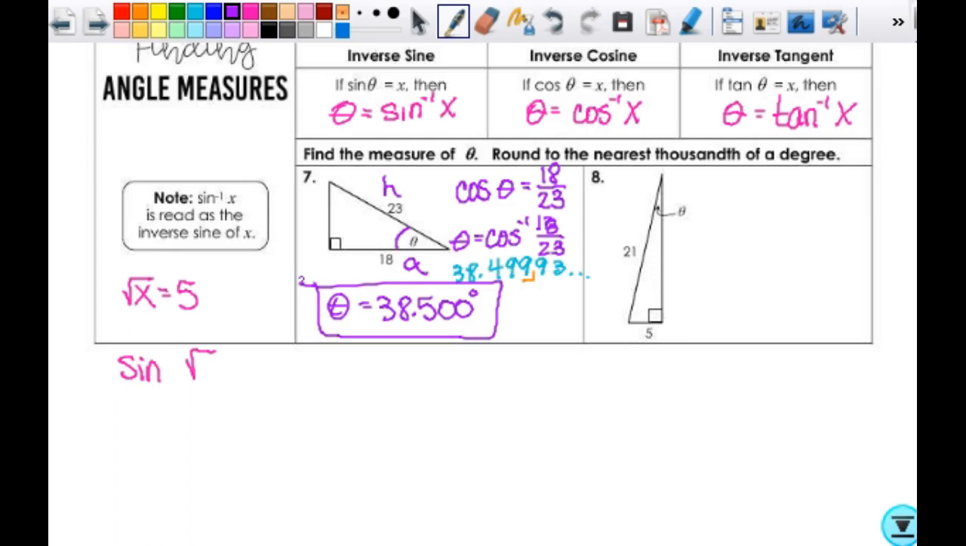All right. So let's do number 8 together. Here's my angle. What do I label 5 as? Opposite. What do I label 21 as? Hypotenuse. Yeah, it's the hypotenuse.